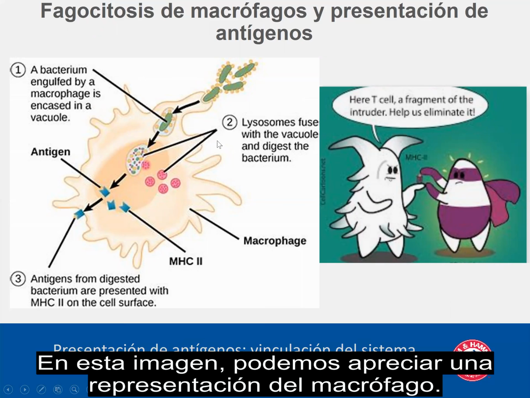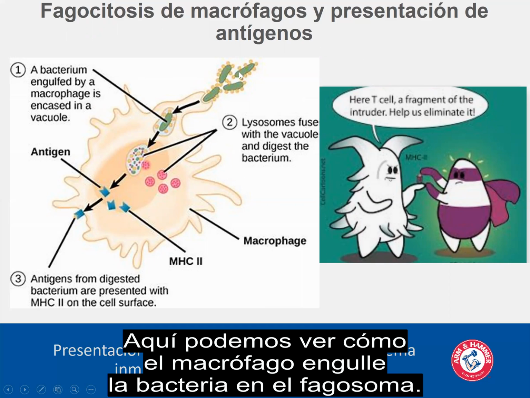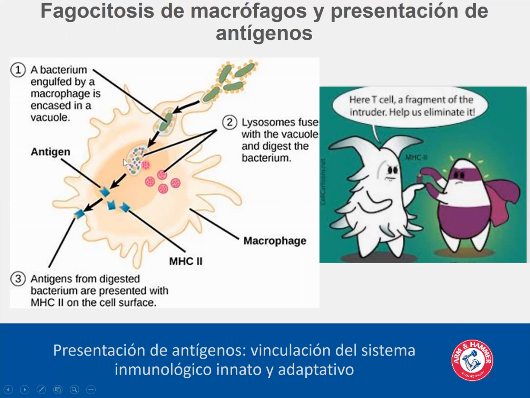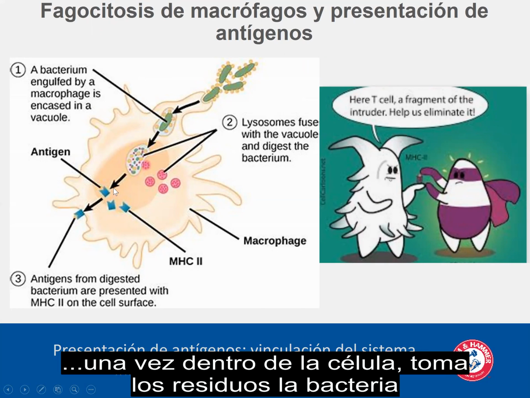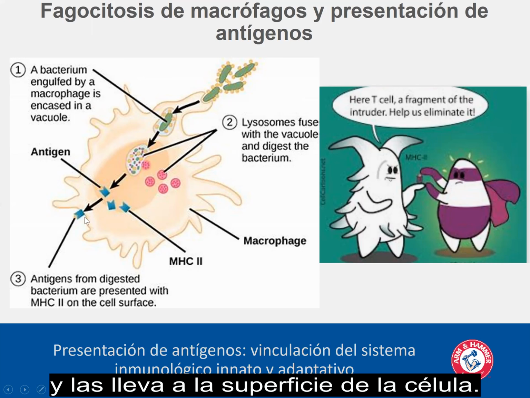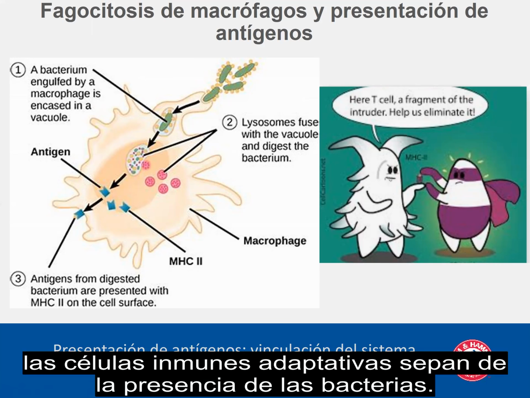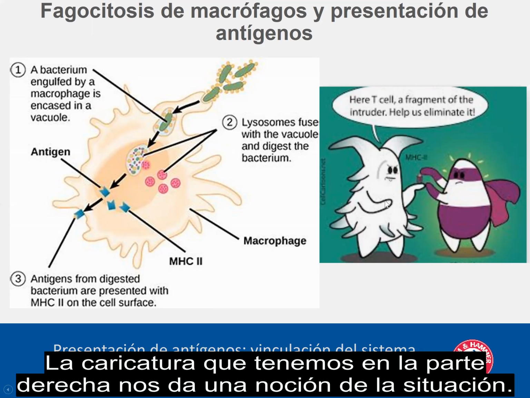This immune cell is a macrophage. And here's the bacterium that the macrophage engulfs into the phagosome. It merges with a lysosome, and the enzymes chop that bacterium up into tiny pieces. But then the MHC class 2 within the cell takes hold of one of those pieces of the chopped up bacteria and presents it on the cell surface. What this really means is that it's presenting it to the cells of the adaptive immune response.